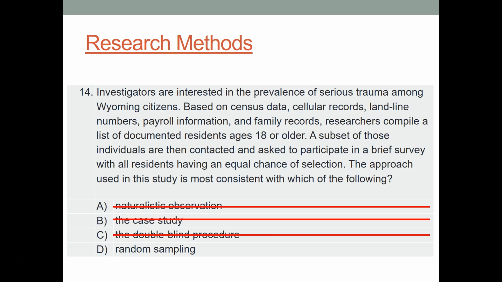And our final option here is random sampling. Remember, random sampling is collecting a group of individuals from the larger population where everybody in the population has an equal chance of selection. So we've randomly selected of all Wyoming citizens who have been involved in serious trauma. We're going through and sending out surveys to a subset of those individuals where everybody has an equal chance of selection. This is our random sample, and so this would be the answer for this one.